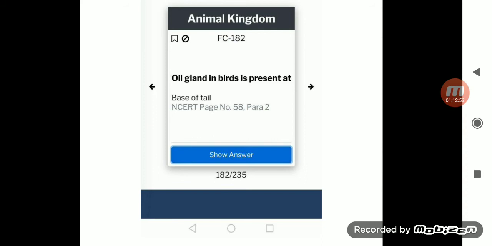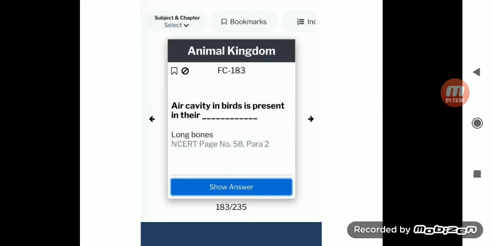Ear cavity in birds is present in their longbows.